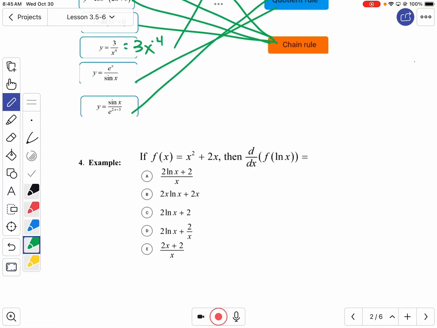All right, so let's take a look at this one. It says if f of x is equal to x squared plus 2x, then the derivative with respect to x of f of the ln of x. Play with that a minute. How do we do that? This is pulled from an AP website.